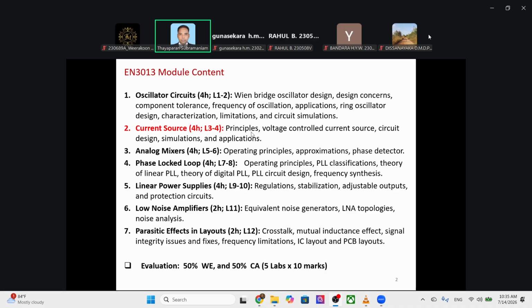Section 2, current source, principles, voltage control current source, circuit design, simulation, and applications. You also can do some simulations on this. You can use LT Spice, right? Now, what you are going to simulate? Remember, this is a design module, analog circuit design, right? Therefore, you have to approach in the design point of view.